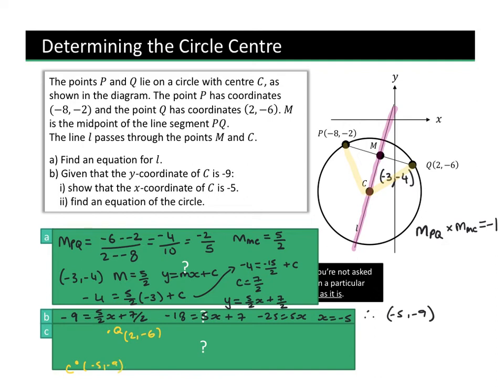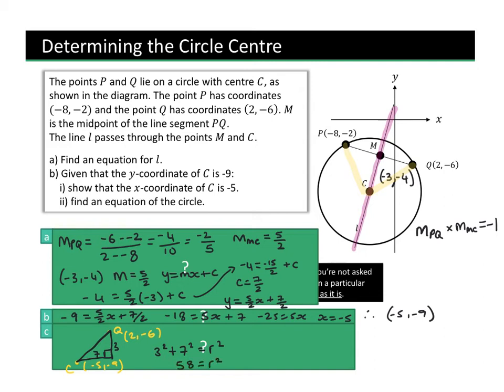And we're going to go back to our trusty good friend Pythagoras, because we can draw a right angled triangle and find the length. So between minus 5 and 2 is 7. And between minus 9 and minus 6 is 3. So therefore we know that 3 squared plus 7 squared equals the radius squared. Okay, 9 plus 49 is 58. So 58 equals the radius squared.